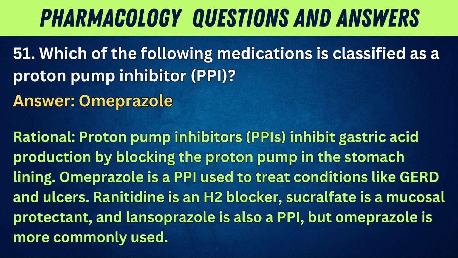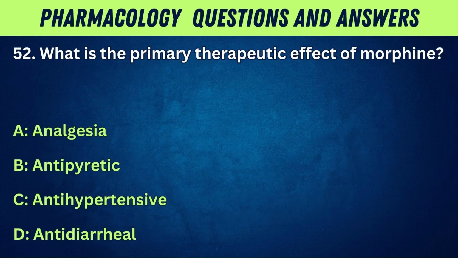Rationale: proton pump inhibitors, PPIs, inhibit gastric acid production by blocking the proton pump in the stomach lining. Omeprazole is a PPI used to treat conditions like GERD and ulcers. Ranitidine is an H2 blocker, sucralfate is a mucosal protectant, and lansoprazole is also a PPI, but omeprazole is more commonly used.